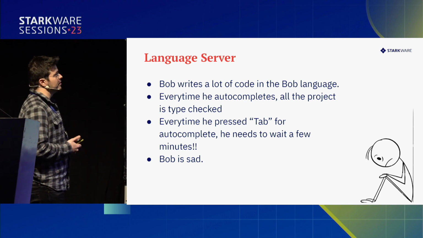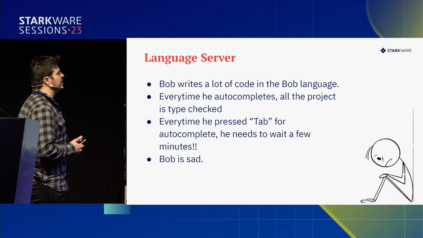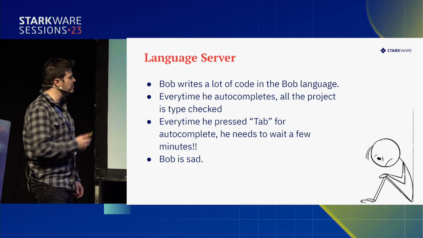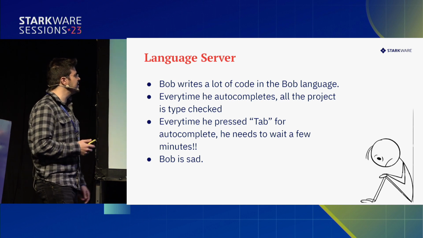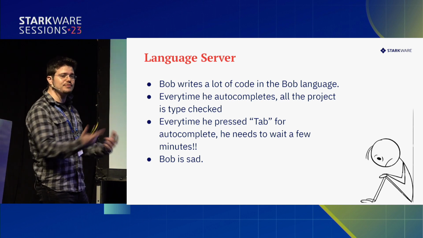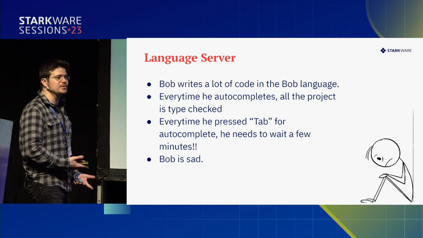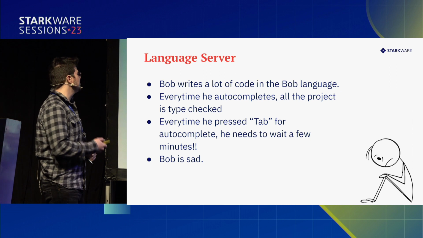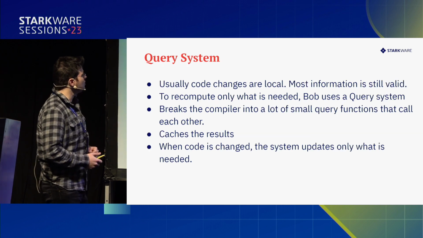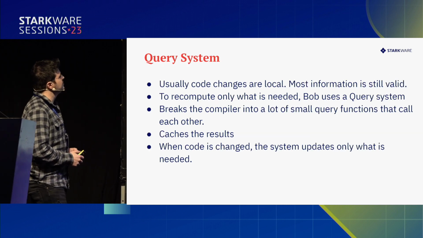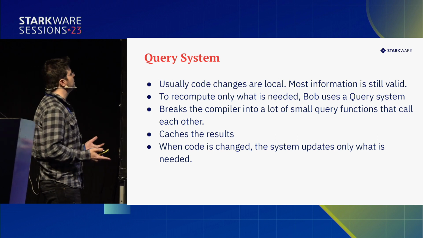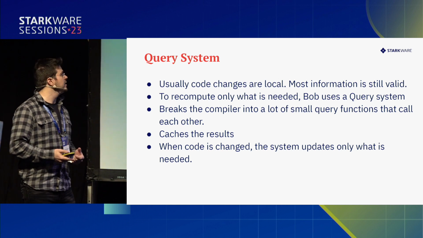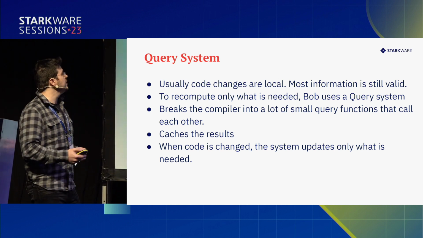Bob writes a lot of code in the Bob language. Every time he autocompletes, the whole project is type checked. Every time he presses this little tab for autocomplete, he needs to wait a few minutes because everything needs to get type checked. That is how it was written at the beginning. So Bob is sad. It's too much time. All right, Bob decides to use a query system. What does it mean? Usually, when you type in the IDE and start developing, code changes are very local.